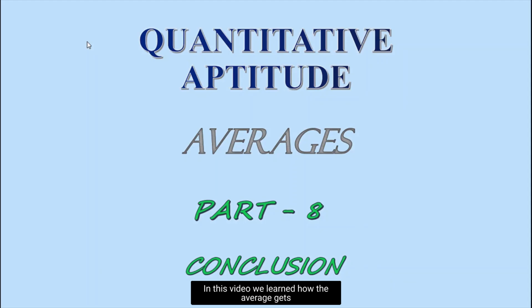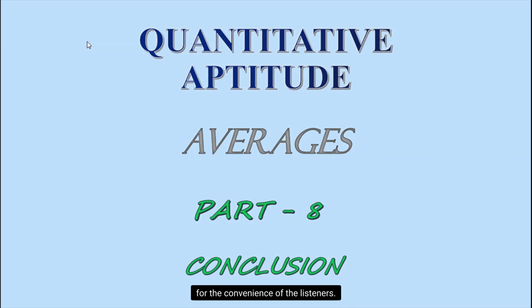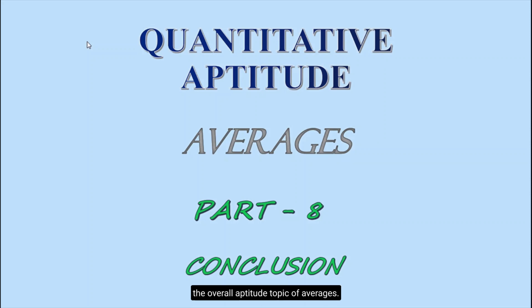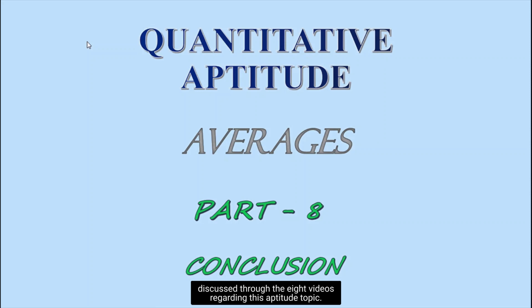In this video, we learned how the average gets modified when observations undergo linear change and what happens to the average when observations get replaced. We solve problems via the shortcut method for the convenience of the listeners. With this video, we have successfully completed the overall aptitude topic of averages. Let us see a quick recap of what we had discussed through the 8 videos regarding this aptitude topic.